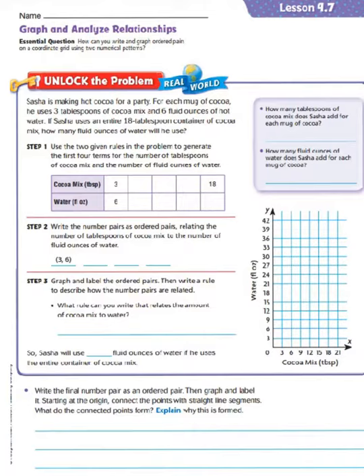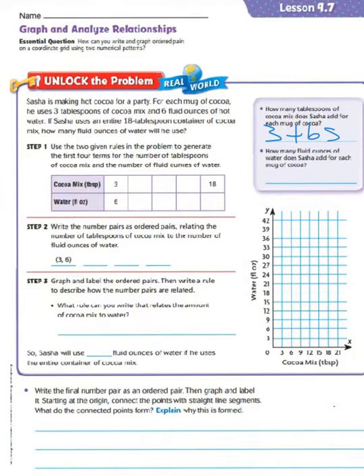Well, let's look. How many tablespoons of cocoa mix does Sasha add for each mug of cocoa? So let's look back over here at our word problem. For each mug of cocoa, he uses 3 tablespoons of cocoa mix. So the answer to that question is going to be 3 tablespoons. And remember, TBS is our abbreviation for tablespoons. What else do we need to know?